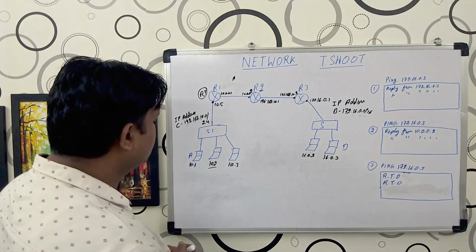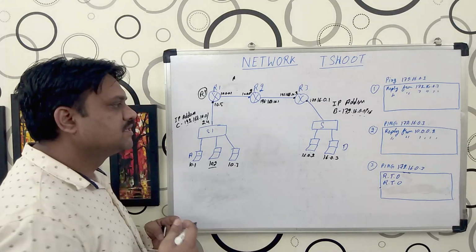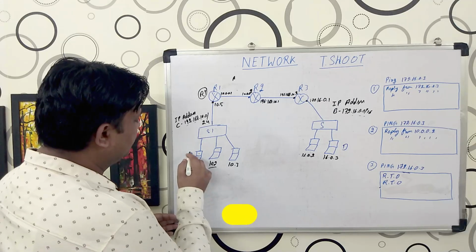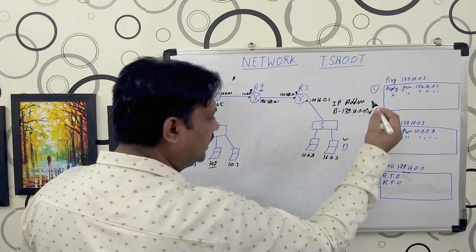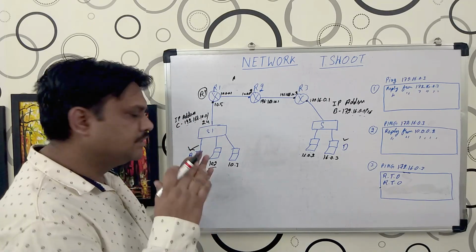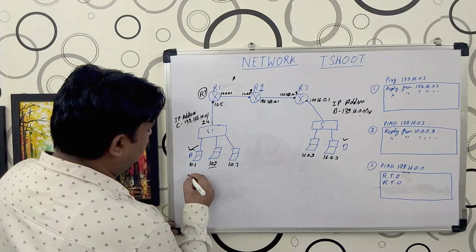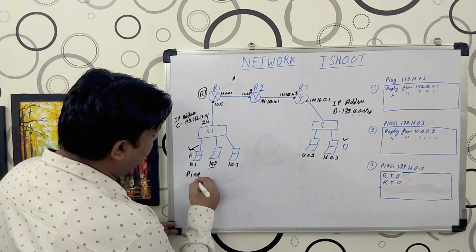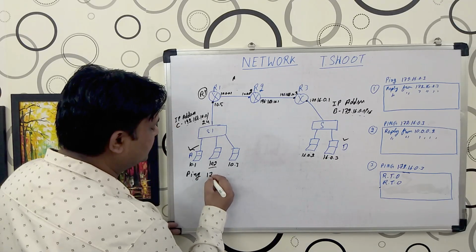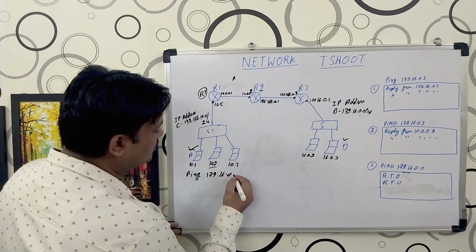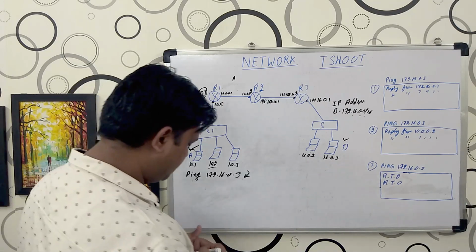Now the first condition is, if, being a network engineer, I say you have to test the connectivity from computer A to computer D with just the ping command, how will you troubleshoot? For example, you will ping the IP address of that particular computer, which is 172.16.0.3, and you will hit enter, right?